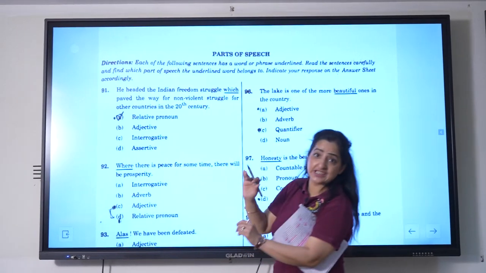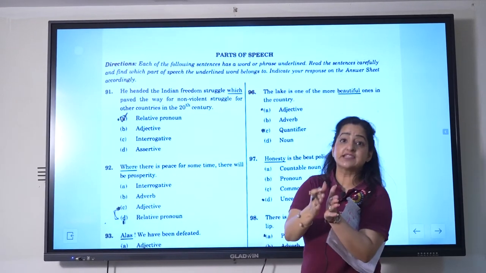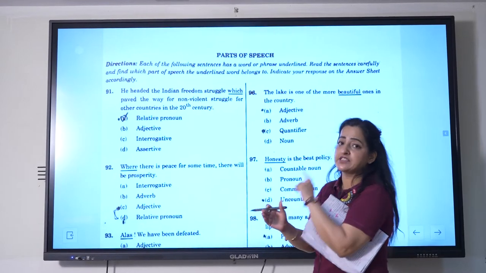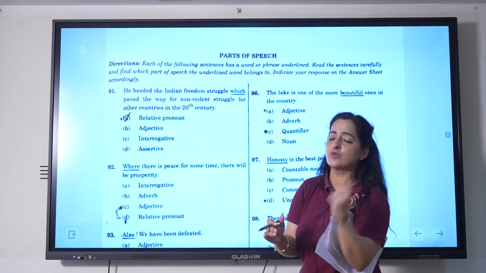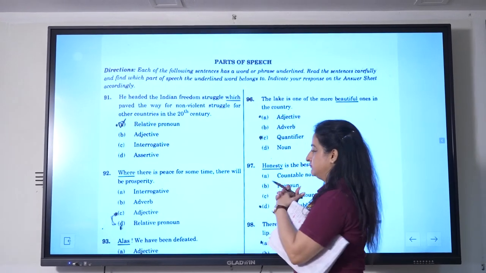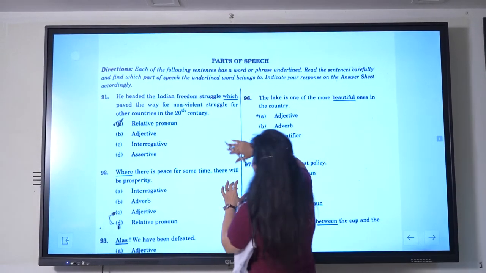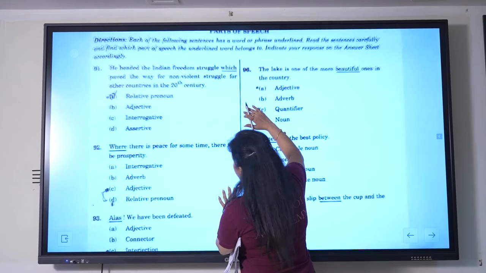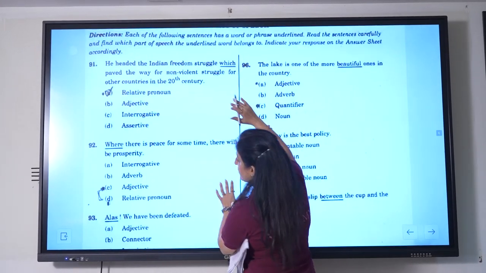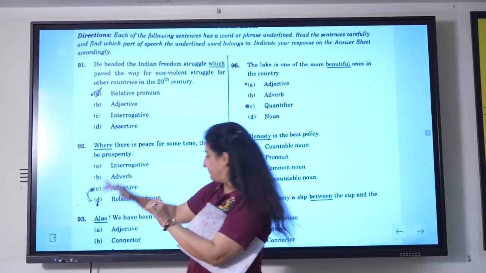Parts of speech is the next one, an easy one. If you compare these ones with CDS 1 2022, you realize that this was relatively easy. You were lucky. I hope that once you match your answer key, you get them right.